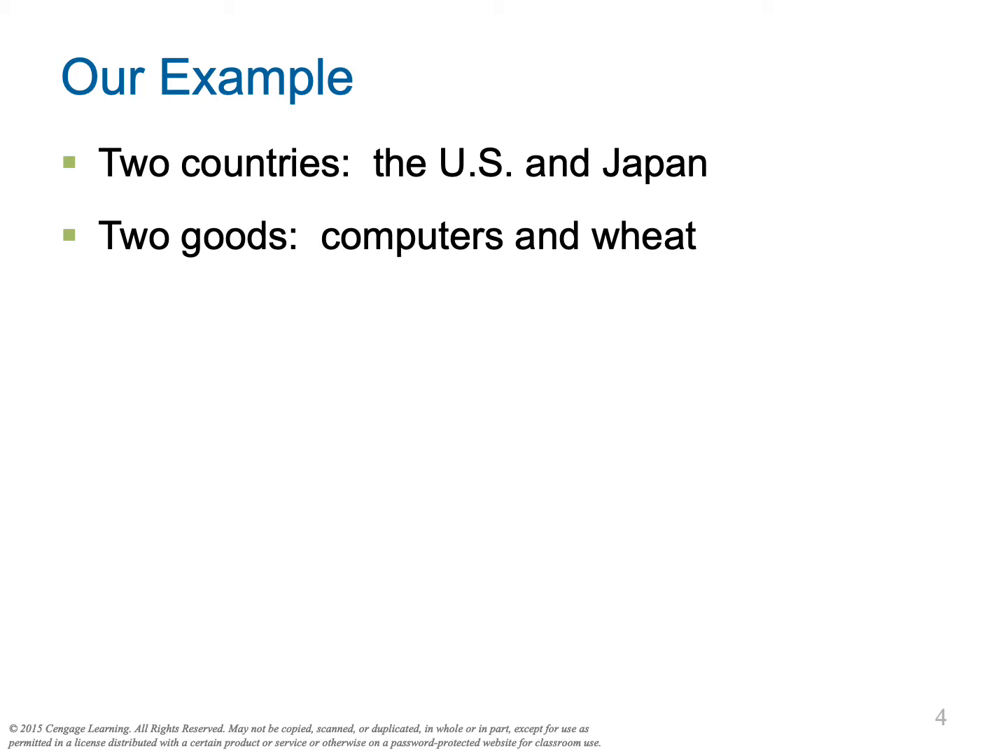So, of course, because we're building a model here, these are simplifying assumptions. Of course, there's many more countries than just the U.S. and Japan, and there are many other goods besides computers and wheat. But, of course, we know we want to try and simplify this so it's easy to work with.